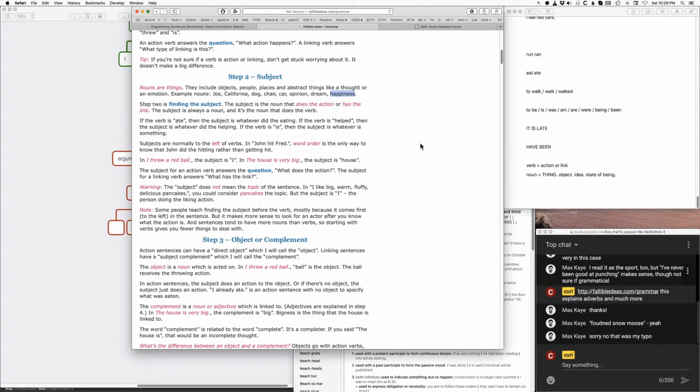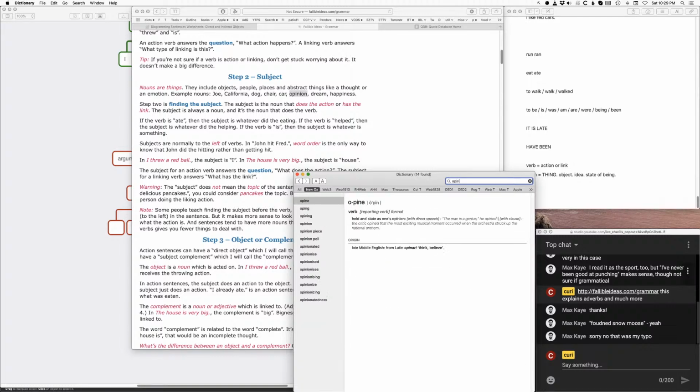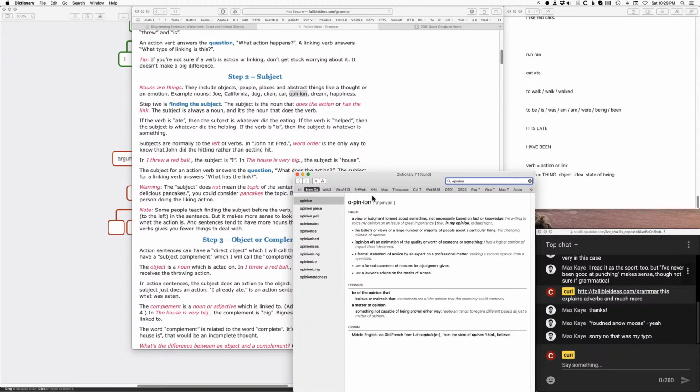Opinion. Wait, like the word opinion, like Joe had an opinion. Okay, so opinion on its own isn't necessarily a noun, but it can be a noun. I think it might only be a noun. Yeah, I looked it up in the dictionary, it's only a noun.